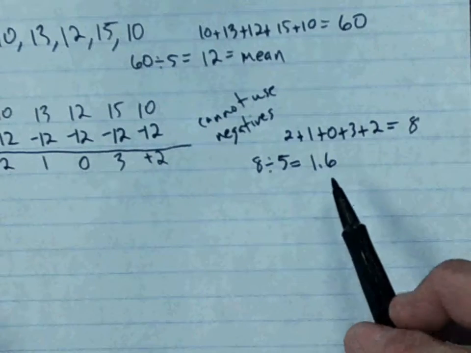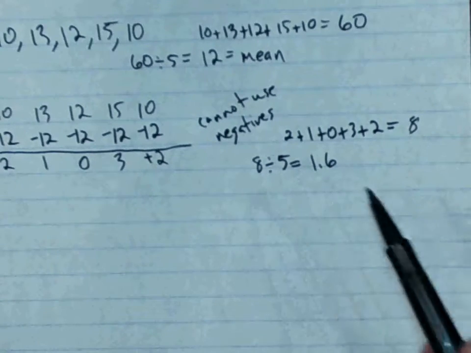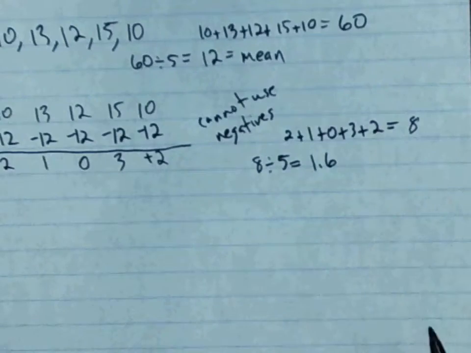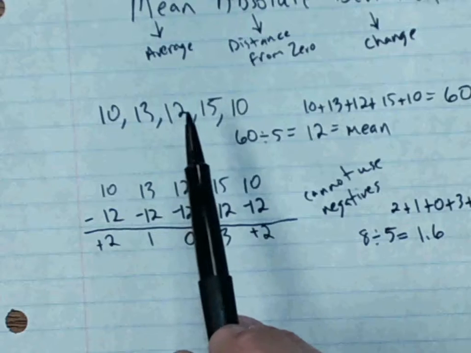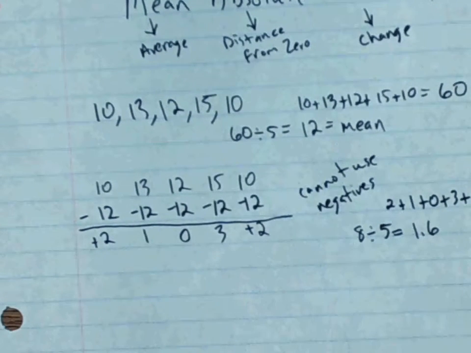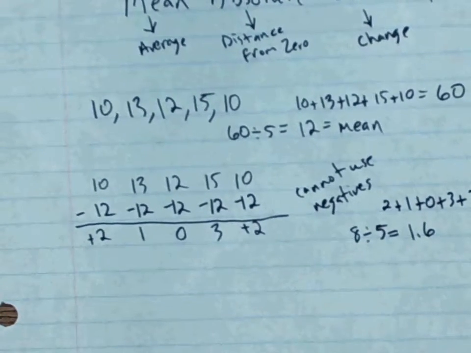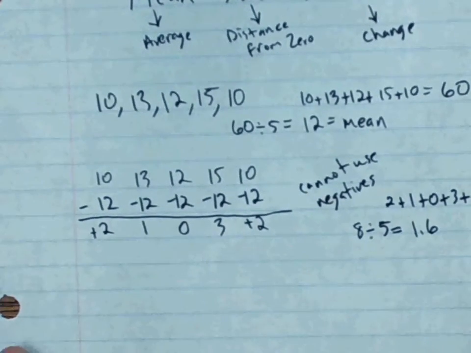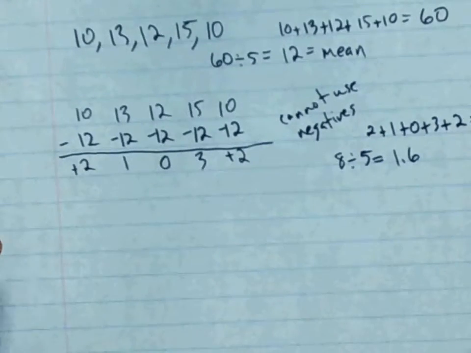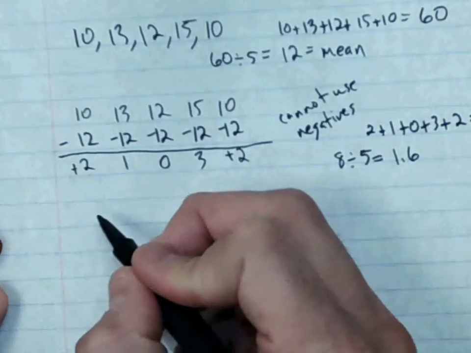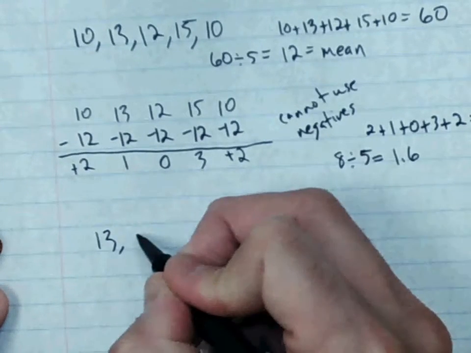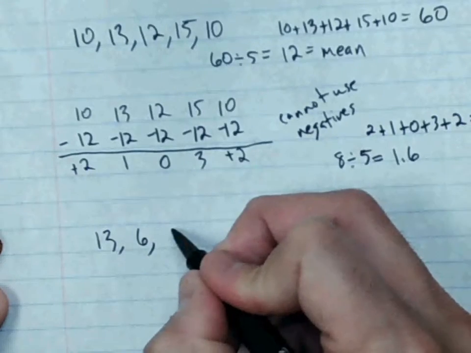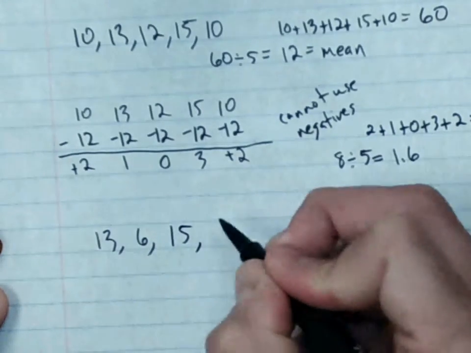What this shows me is the variability, or the mean absolute deviation, of these numbers is 1.6. That means each of these values on average was 1.6 away from the mean of 12. Okay, this is giving me variability. Let's do another set of numbers as an example. So for example 2, let's do 13, 6, let's do 15, and 20.